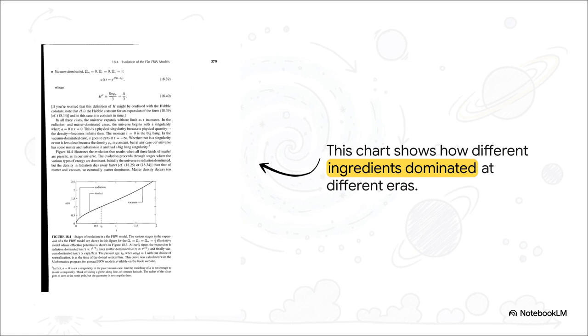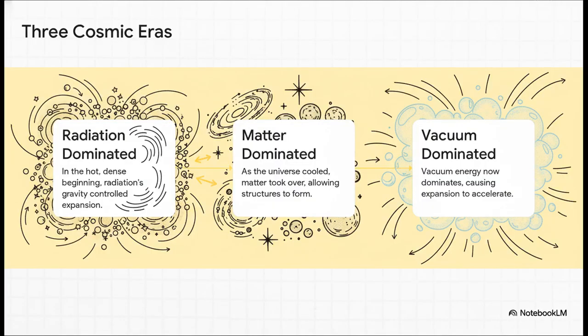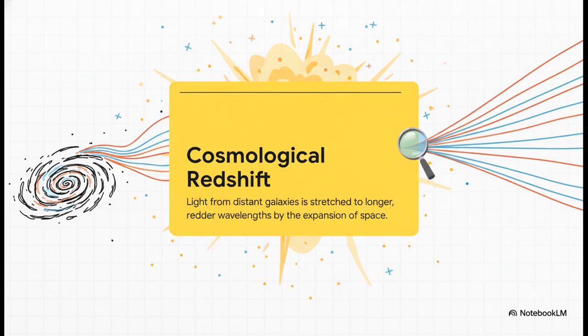And that balancing act gives us this incredible history of the universe. This chart tells a story. It shows the scale factor, the size of the universe, over time. And what you see is a history of shifting power, of which ingredient was winning the cosmic battle at different times. So you can clearly see three distinct eras. Way back in the beginning, the universe was this hot, dense soup where radiation was king. Then, as things cooled and expanded, matter took over, and its gravity was what allowed things like stars and galaxies to form. And then, just recently, cosmically speaking, vacuum energy became the dominant player, and it's causing the expansion to actually speed up.